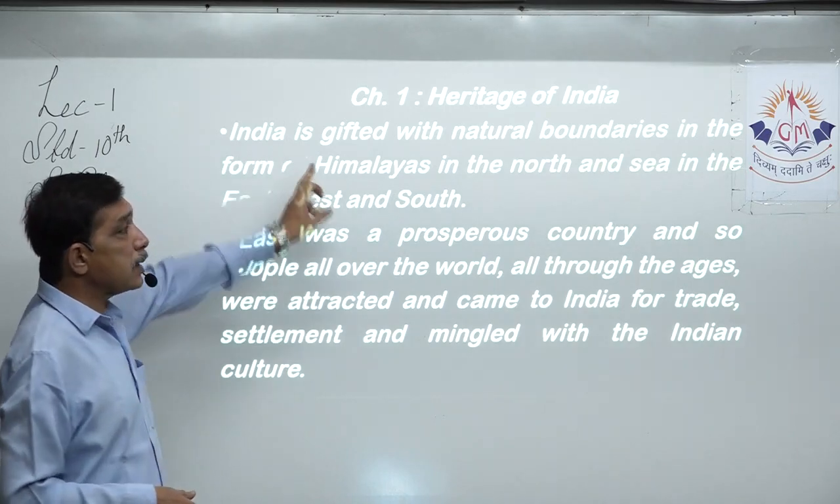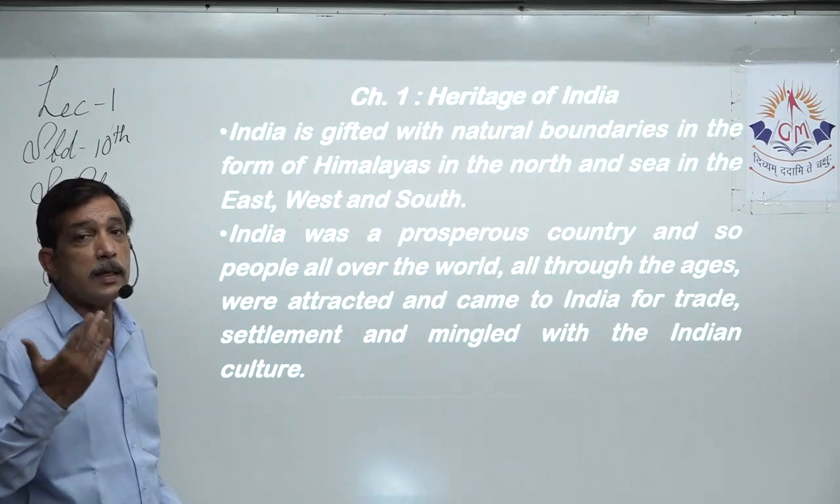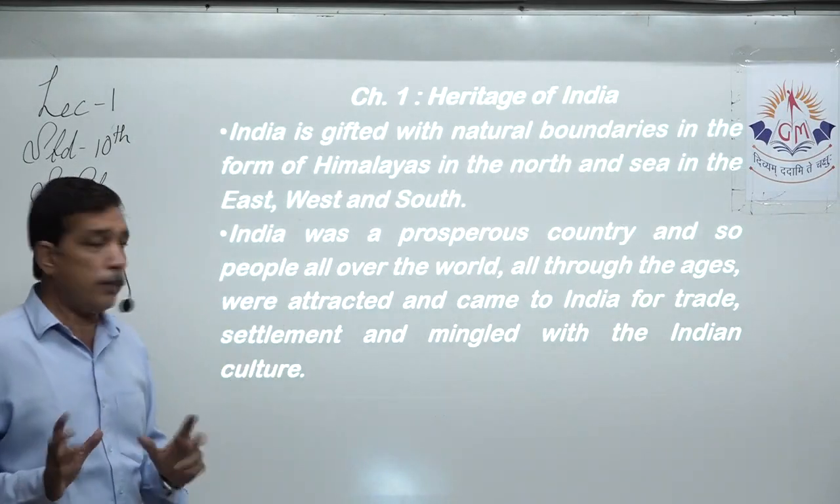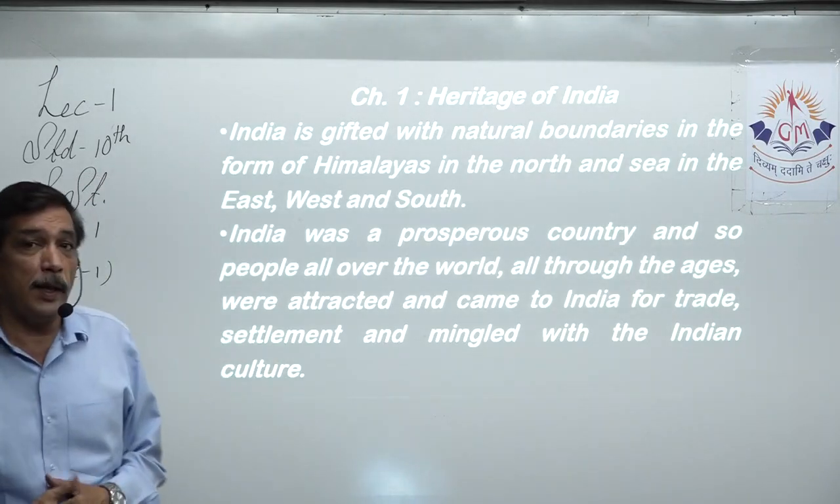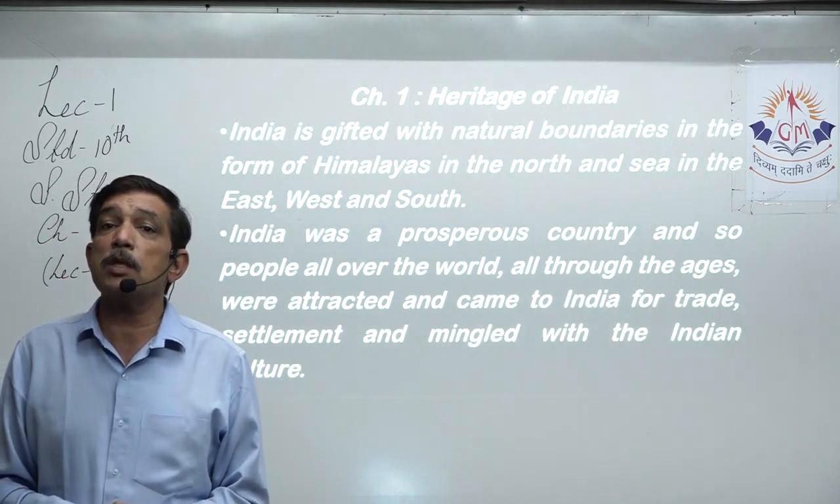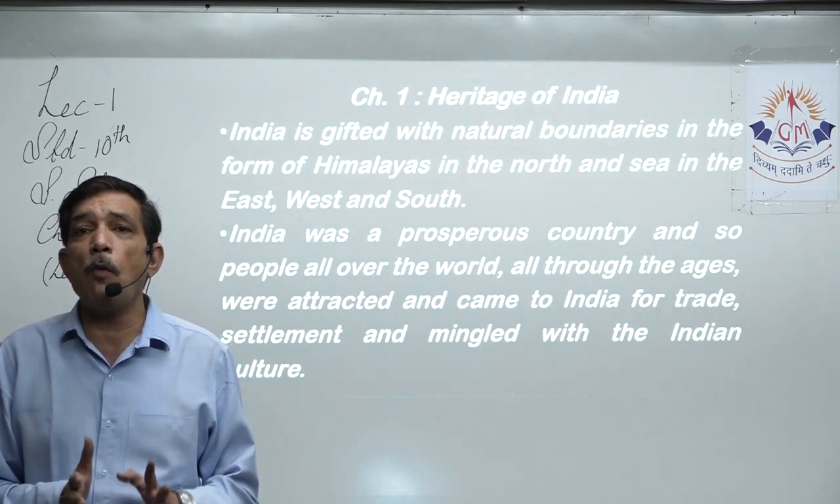So India is gifted with natural boundaries in the form of Himalayas in the north and sea in the east, west and south. We are well protected. Now we come to the prosperity of India. Yes, in the ancient times, India was known as Sone ki Chiriya. Why is that so? Because India was prosperous.